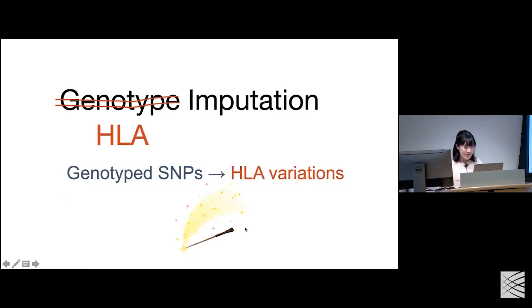And in HLA imputation that I want to talk about, we have the SNP information, which is the same as the GWAS genotype imputation on microarrays, which is limited in number. But instead of whole genome SNPs, we want to impute HLA variations using the same statistical magic.